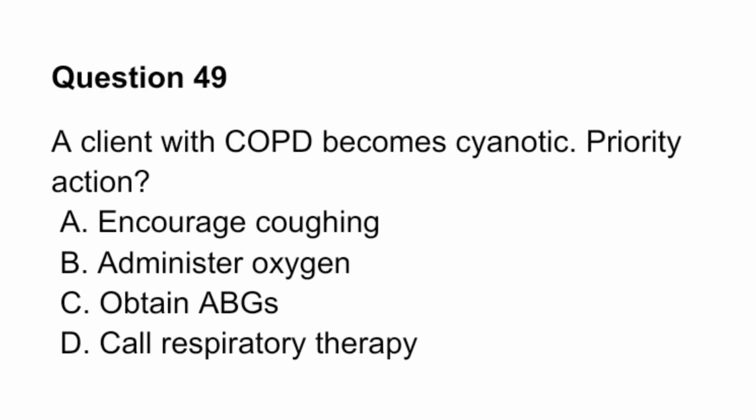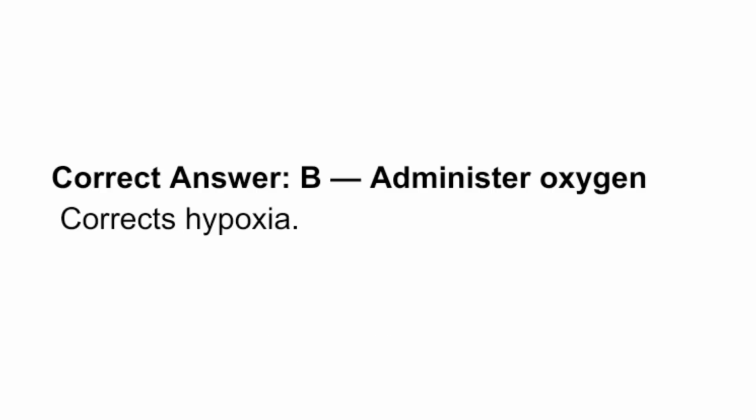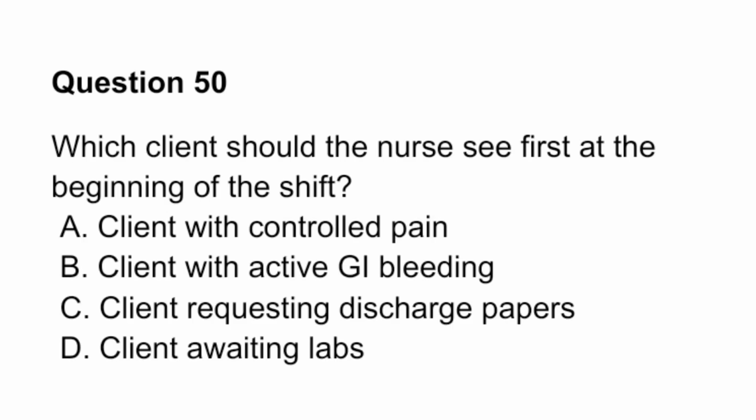Question 49. A client with COPD becomes cyanotic. Priority action? A. Encourage coughing. B. Administer oxygen. C. Obtain ABGs. D. Call respiratory therapy. Correct answer, B. Administer oxygen. Corrects hypoxia.